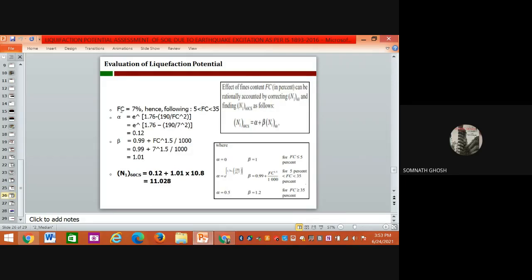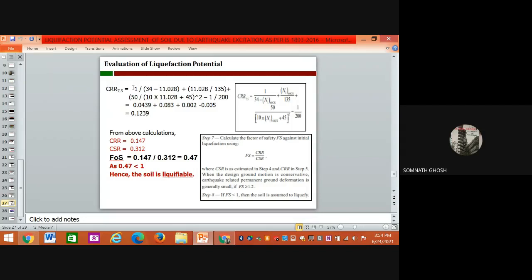Now, similarly, the fines content is 7% at that level. So it is in between. So accordingly, they have used the formula for alpha and beta, right? They got this further corrected value, right? After fineness correction it is this, 11.028, right?